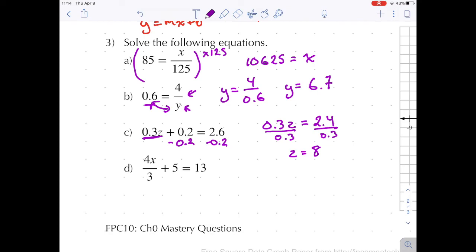Letter D. Again, my variable is in this term here, so we need to isolate that term. So we start by subtracting 5 from both sides. Those will cancel out, and we'll be left with 4x over 3 is equal to 8. Now we multiply both sides by 3. That will cancel those two out, and we'll be left with 4x is equal to 24. Last step, divide both sides by 4 to get x is equal to 6.